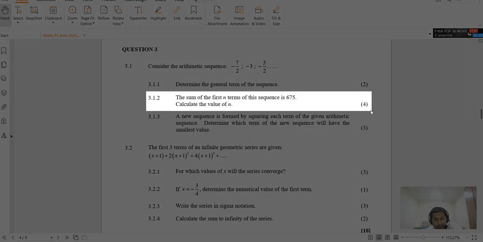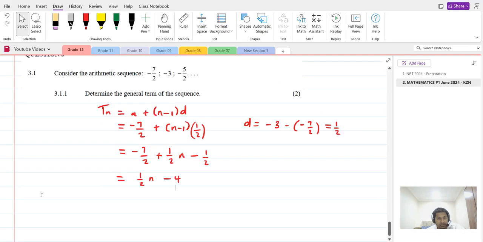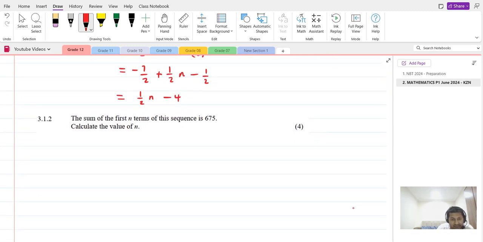(3.1.2). The sum of the first n terms of the sequence is 675. Calculate the value of n. So you know what the Sn formula is. Sn is equal to n over 2 into 2a plus n minus 1 d. And they're telling us that this sum is equal to 675. So we need to solve for n. So we're going to say n over 2.